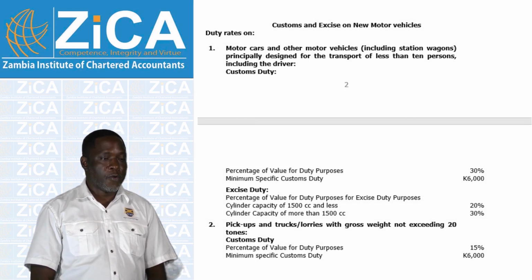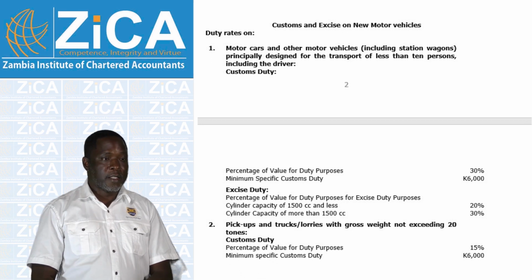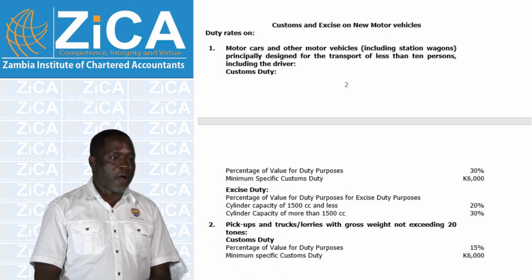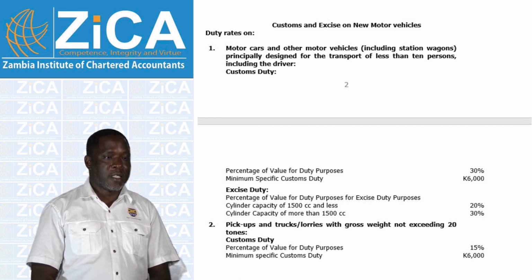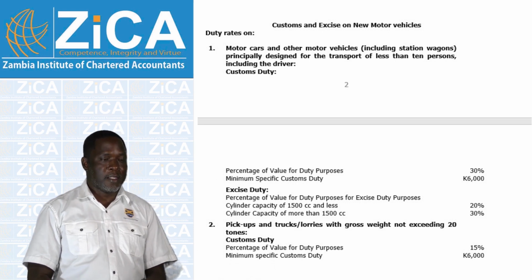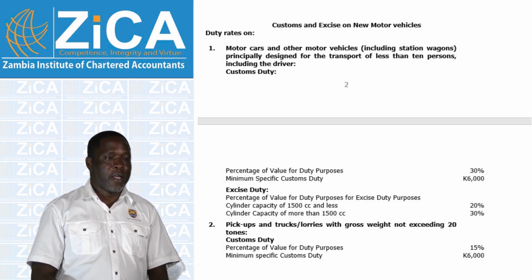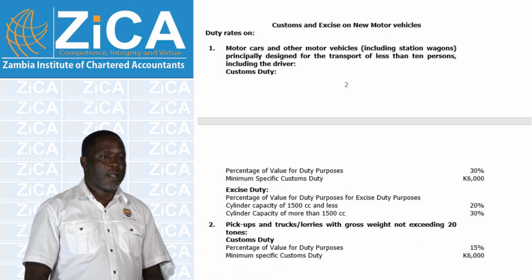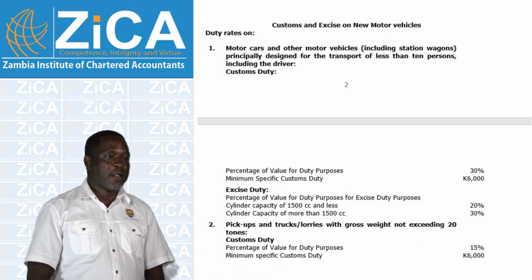In fact, when you look at the question, the cylinder capacity of the Toyota Camry sedan was above 1,500 cc. So when it comes to excise duty, we are going to charge the excise duty at 30% since the cylinder capacity of the vehicle is above 1,500 cc. So we have said the customs duty will be 30%. The excise duty depends on the cylinder capacity, and since the cylinder capacity of the Toyota Camry is above 1,500, we use 30%. So we'll illustrate how that is practically done in our solution.